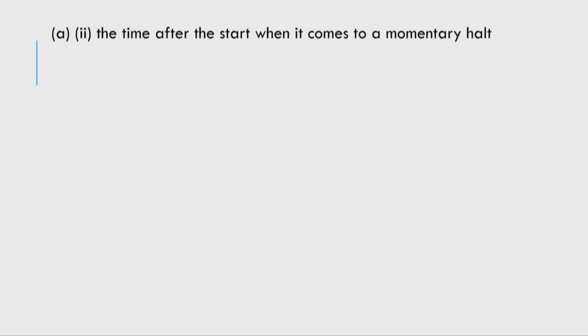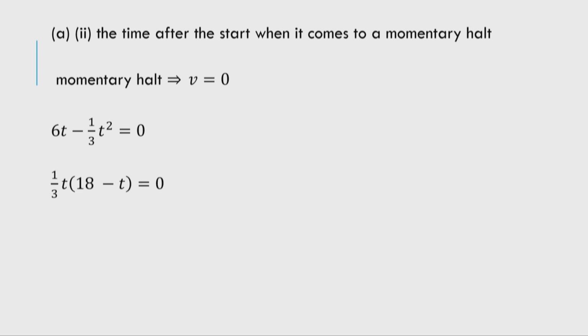The time after the start when it comes to a momentary halt. Momentary halt means v is equal to 0. We equate 6t minus 1/3 t squared to 0. Factorize it to get 1/3 t into 18 minus t is equal to 0. t is equal to 0 second at start of a journey, or t is equal to 18 seconds. This is the time after the start when it comes to a momentary halt.